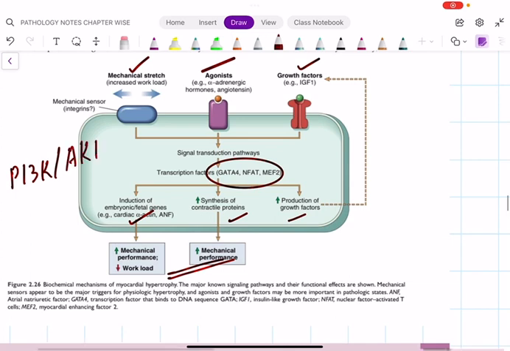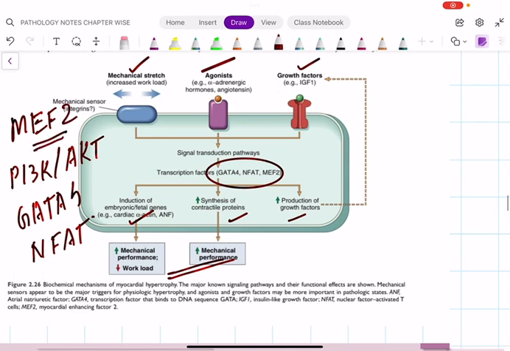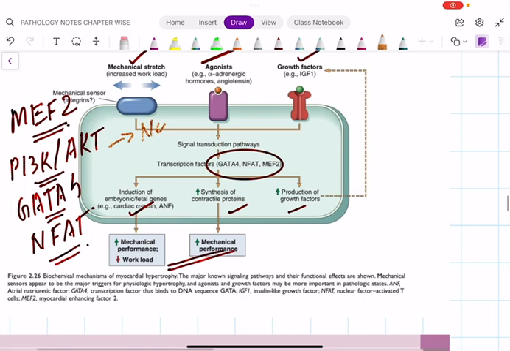So remember what is the main pathway here? PI3K/Akt pathway. We also have other pathways like GATA4, NFAT, and MEF2. Don't ask me, sir, what is this, because I also don't know. It's nowhere mentioned in the books, what these pathways are in detail. The PI3K/Akt pathway alone we will learn in Neoplasia. The rest of the things we have to learn by heart.